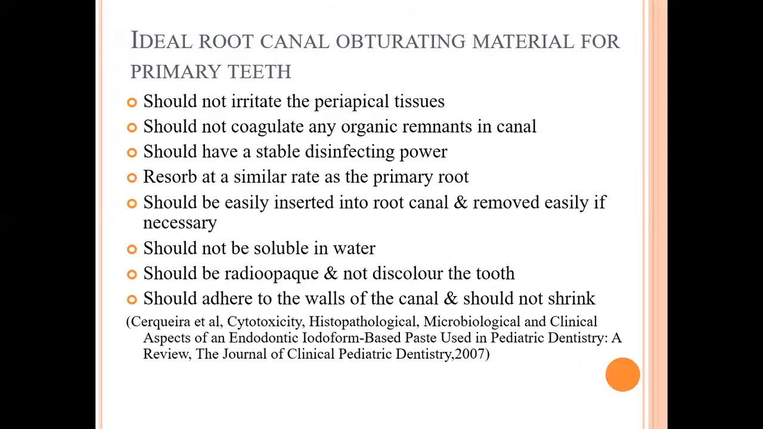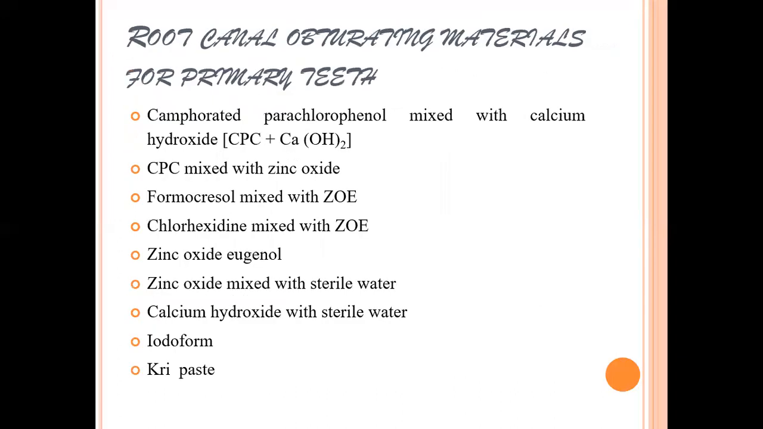Going on to the root canal obturating materials for primary teeth, the ideal requisites include that they should not irritate the periapical tissues, should not coagulate any organic remnants of the canal, should have a stable disinfecting power, and dissolve at a similar rate as the primary root. They should be easily inserted into the root canal and removed easily if necessary, should not be soluble in water, should be radiopaque and not discolor the tooth, and should adhere to the walls of the canal and not shrink.